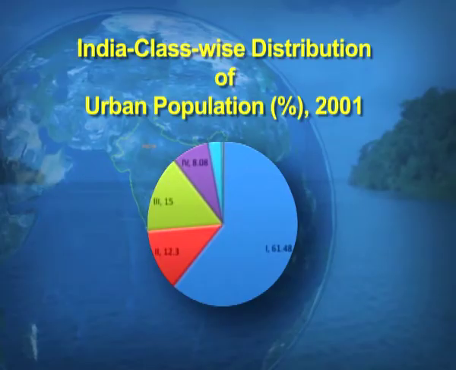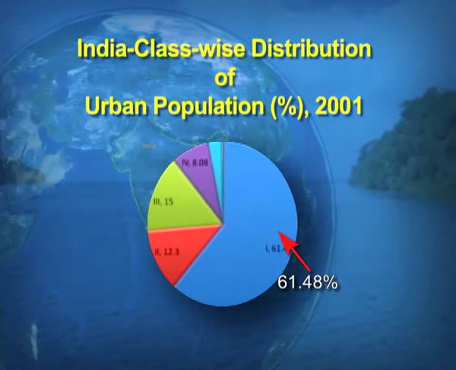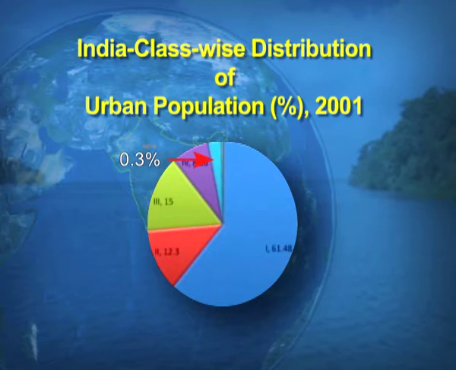So, this is a statistical representation of the distribution of urban population. This shows that class 1 cities are the cities where we have the maximum percentage of the urban population. So, that means 61% population. And class 6 cities have only 0.3% of the urban population.